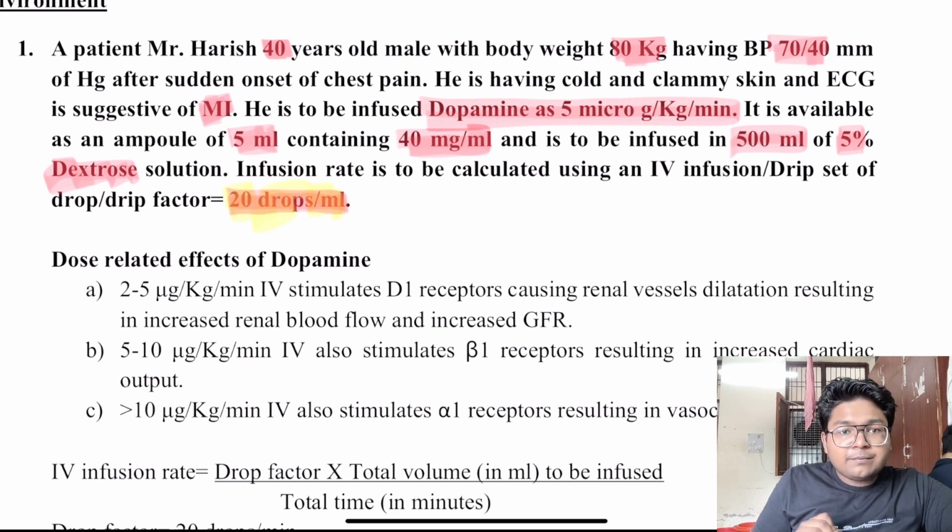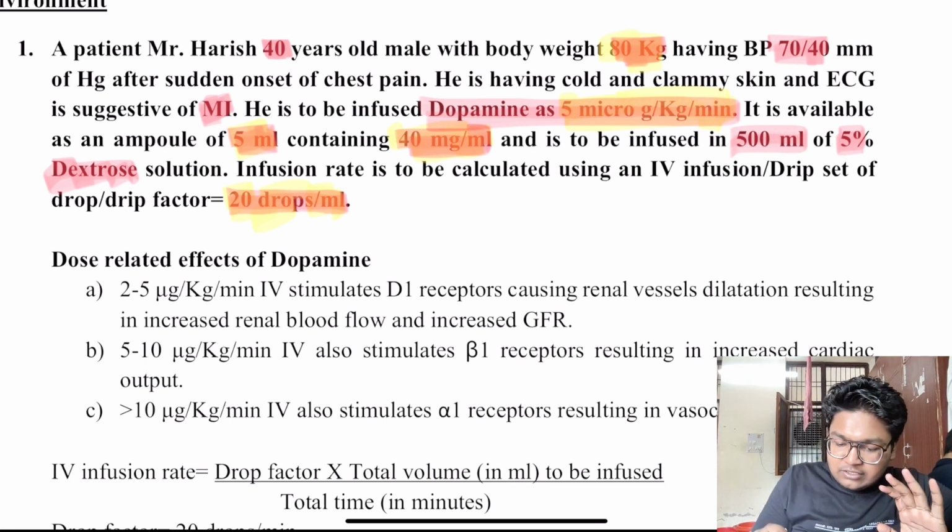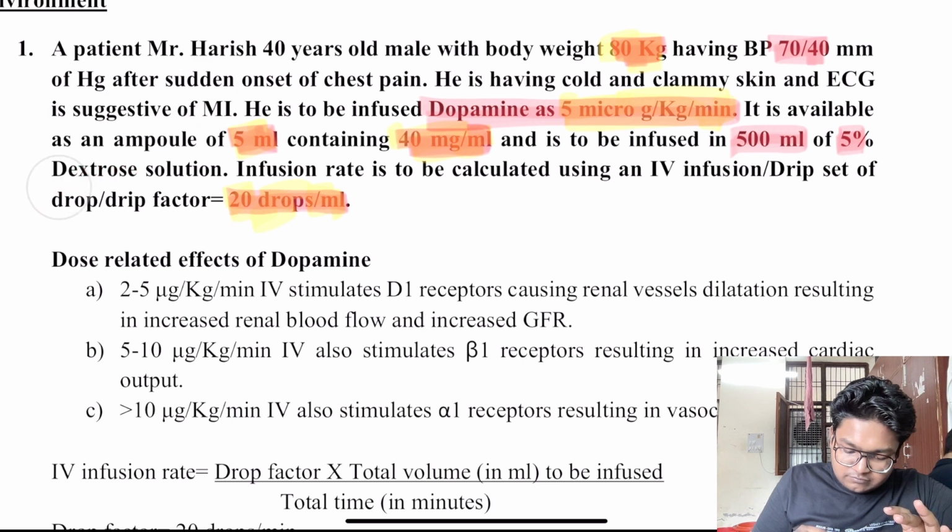Let us mark only the important points: 20 drops per ml, 40 milligram per ml, 5 ml solution, and 5 microgram per kg per minute and 80 kg. This is all we require. I am erasing other stuff. And we also require this 500 ml.